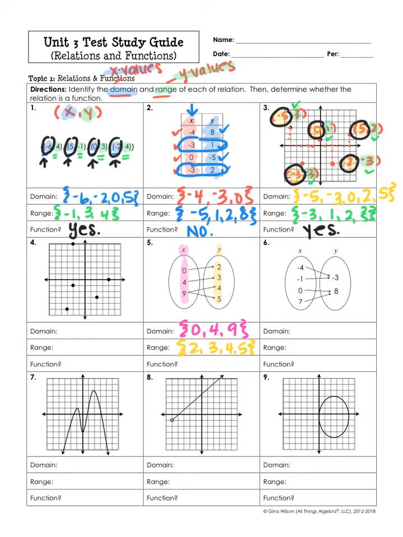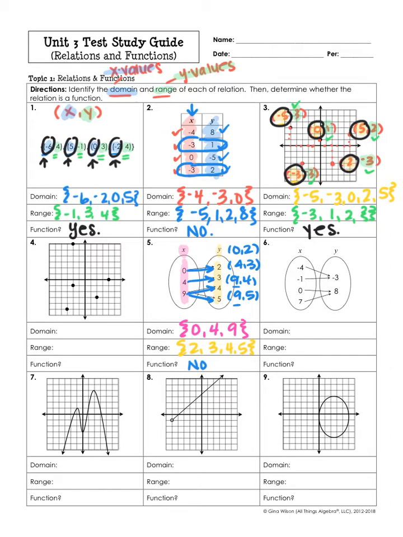Notice, to determine if something's a function or not, we have to think, does the x repeat? So 0 goes to 2, so that's like writing 0, 2. 4 goes to 3, 9 goes to 4, but 9 also goes to 5. So you can see this 9 repeats. Whenever an x value repeats, it is not a function.